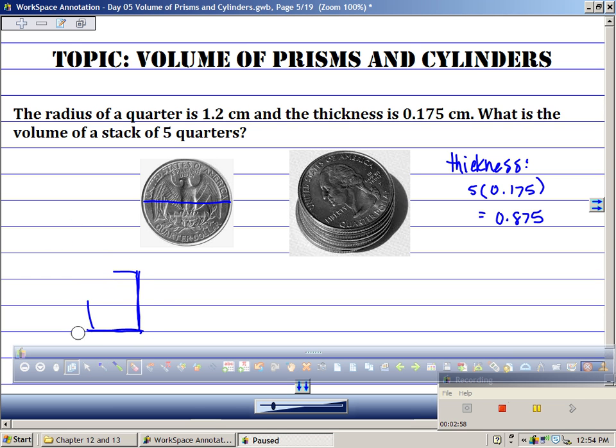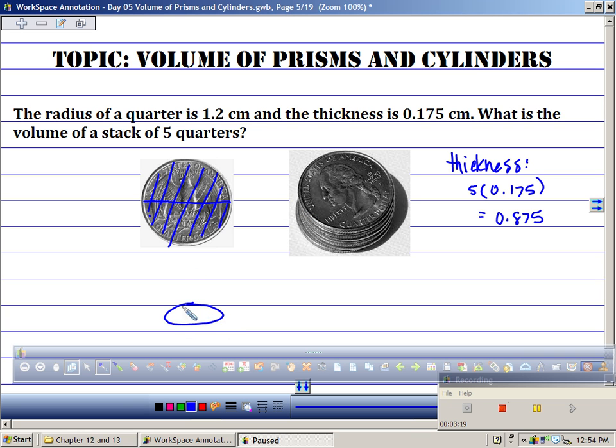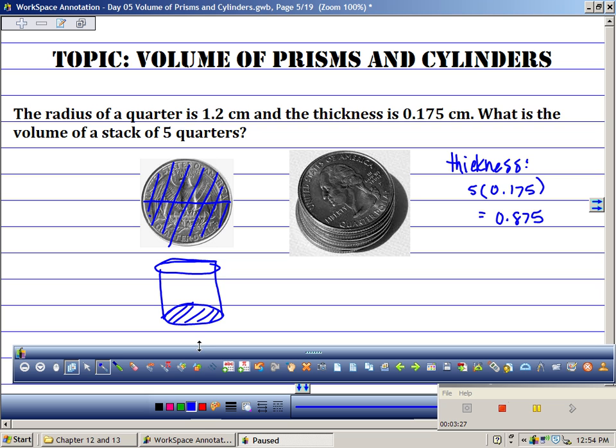Why, Devin? Why would we times it by pi? That's what you do with circles. Because that gives us the whole area of the quarter. So if I find the whole area of the quarter and I multiply it by how tall the quarters are, it's like doing this. I have the area of a quarter, and then I give it height. Doesn't that fill it? Does that make sense?